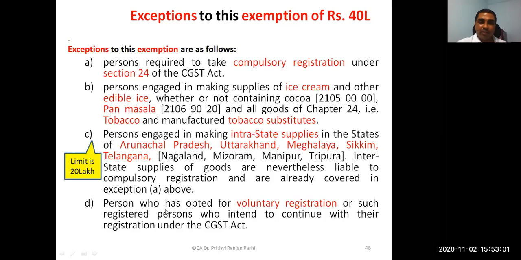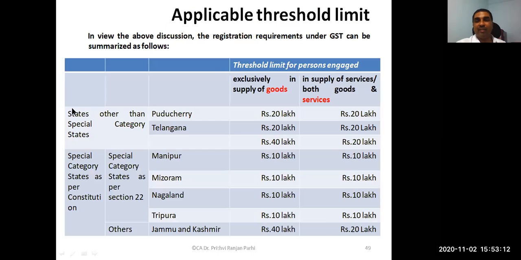Then, a person who has opted for voluntary registration. If somebody has opted for voluntary registration, then this 40 lakh limit is not relevant. Right? These are certain limits, certain situations, considering all these exceptions.